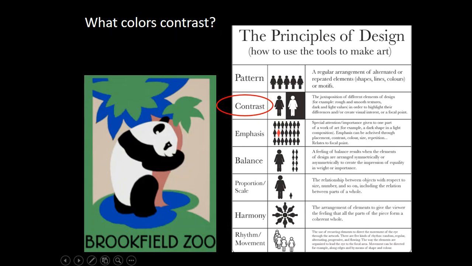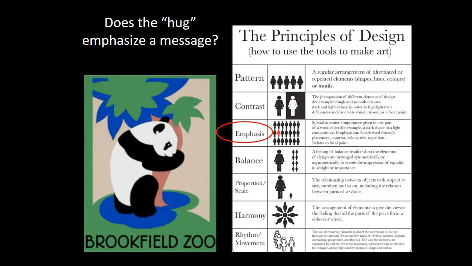Great contrast. Emphasis. So what is the emphasis? I think we talked about that already. We know the emphasis in the focal area is supposed to be on the panda, right? And just a quick question. So does the hug emphasize a message? So we see the panda bear hugging the tree. We talked about this in class last time, that is actually giving us a hidden agenda. There is a message there that this panda needs that tree in order to survive, right? So that emphasis is important in conveying the artist's message.